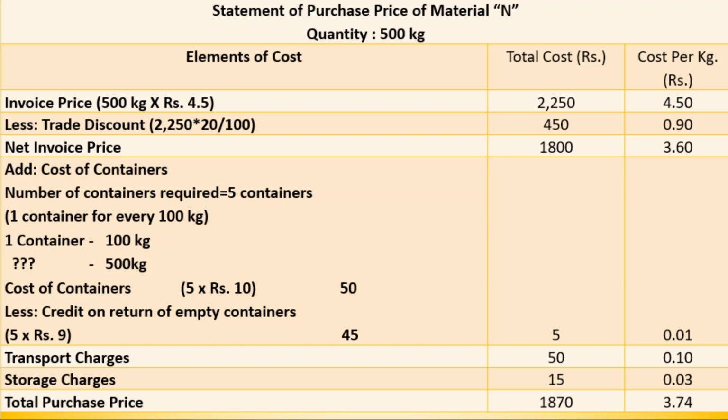So the total purchase price of material N when quantity purchased is 500 kgs is 1,870 and per kg it comes up to 3.74. With this I end my session.